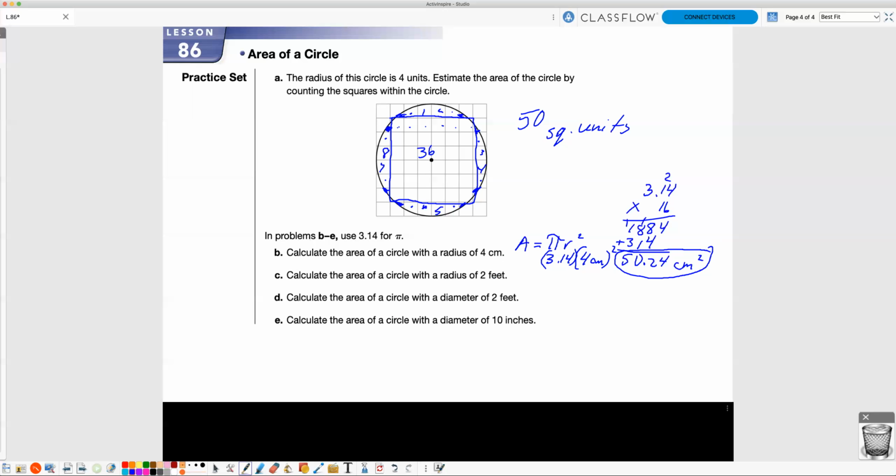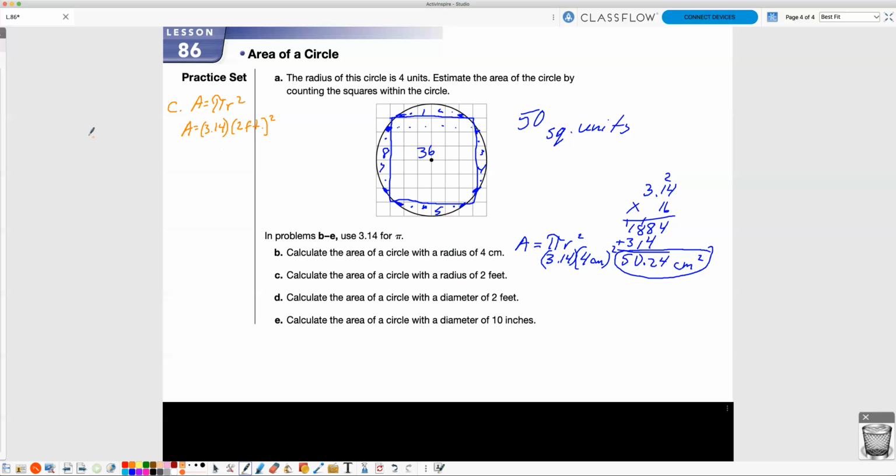Letter C, it says calculate the area of a circle with a radius of 2 feet. Let me do letter C right here just to save us some space. Again, it's area equals pi r squared. R is radius, pi is 3.14, area is what we're looking for. So I'm going to rewrite that. Area equals 3.14 times 2 feet is on the inside here, and that would be squared. And that's the same as 4 square feet.